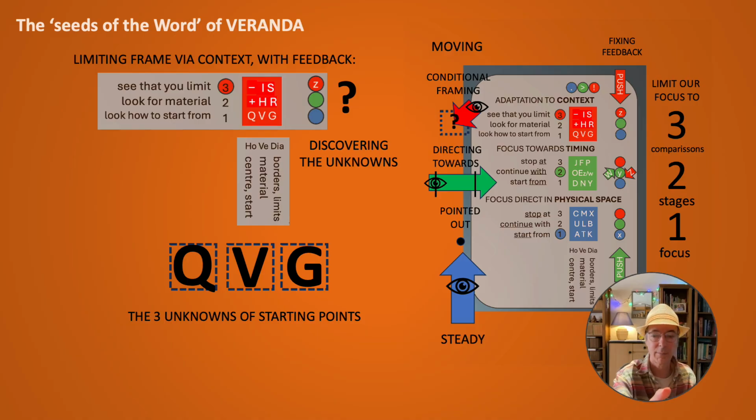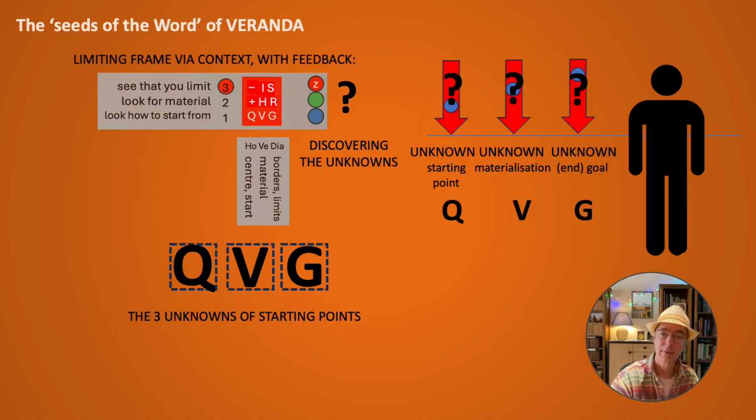Look how we start, you can read in the system here, with a horizontal, vertical, diagonal. Look how we start from the center with Q, from the material with V, from the borders of the limits with G. This is literally the theory. So literally these are 3 unknowns. You have the unknowns of the first category, so there's one unknown with which we can define the rest, and this one unknown in Q is the starting point, of course, first point there.